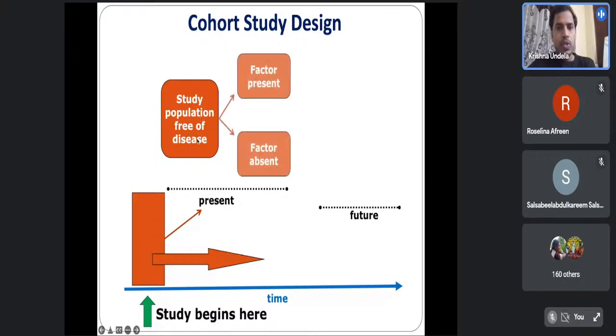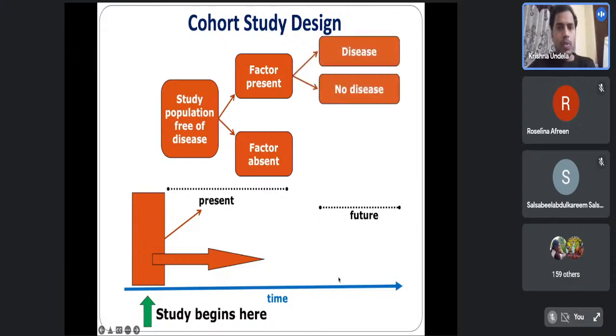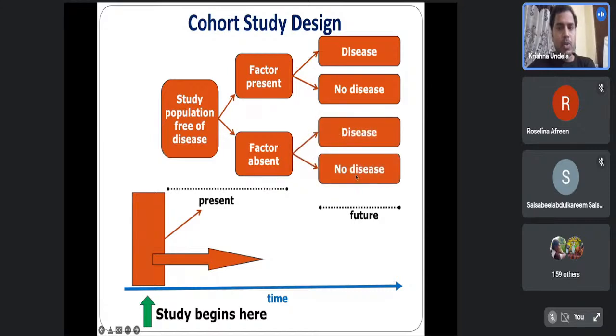And all the study population, we are going to divide them into risk factor positive and risk factor negative, right? And we are going to follow them over a period of time into the future. In the future, we are going to get the information among the risk factor positive, how many got the outcome and how many did not. And in the risk factor negative also, how many got the outcome and how many did not. So at present, when we start the study, we have the information on the risk factor. After following for a certain period of time, in the future, we are going to get the information on outcome in both the groups.